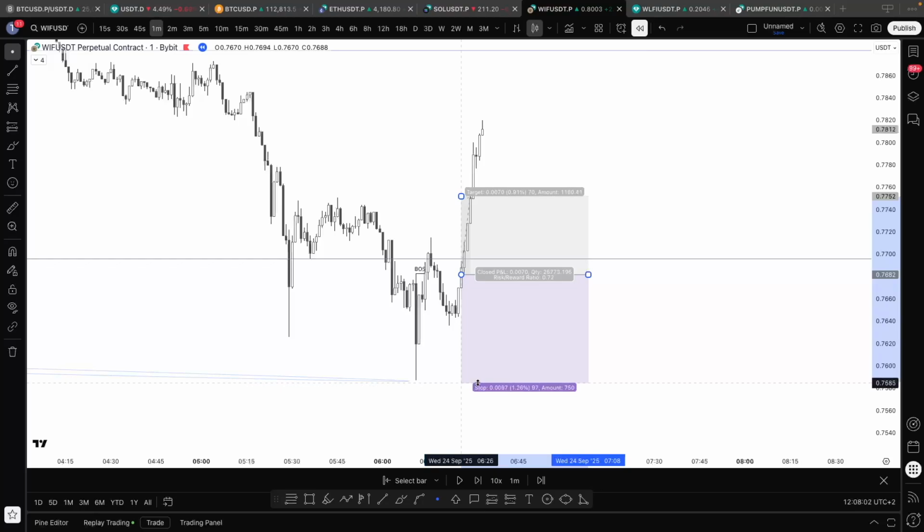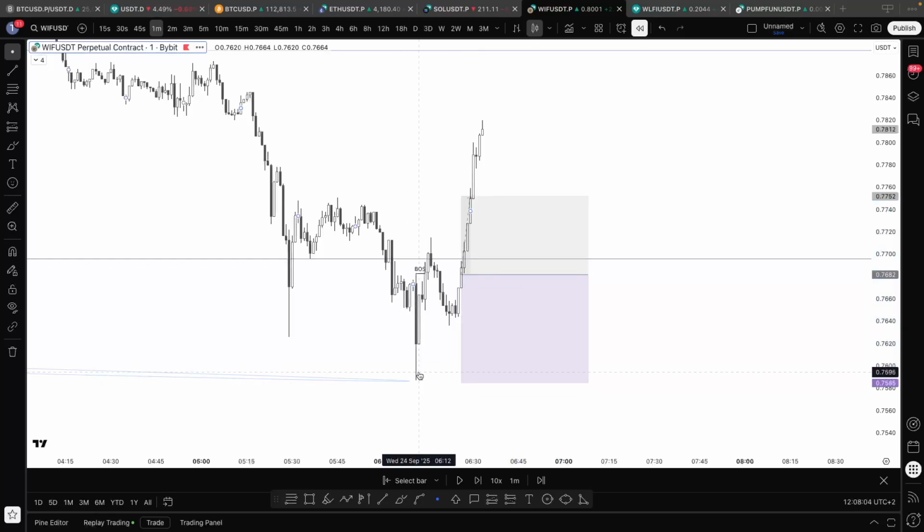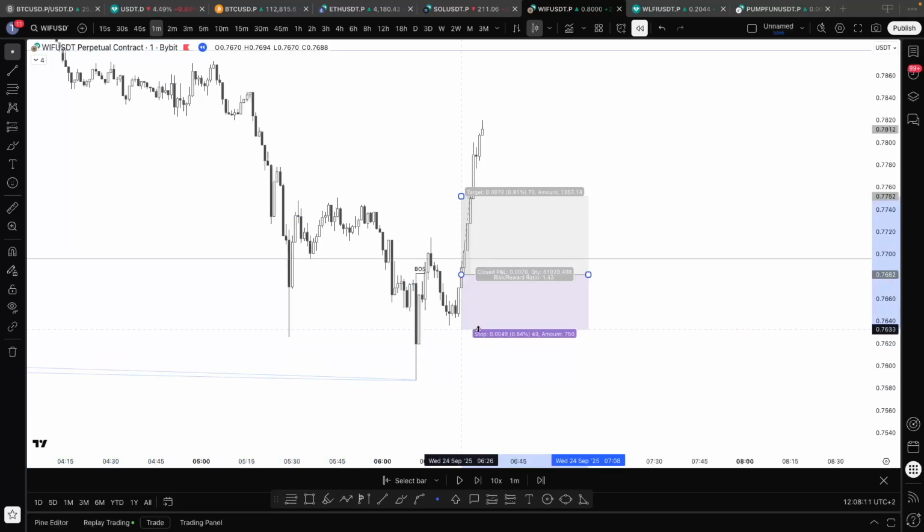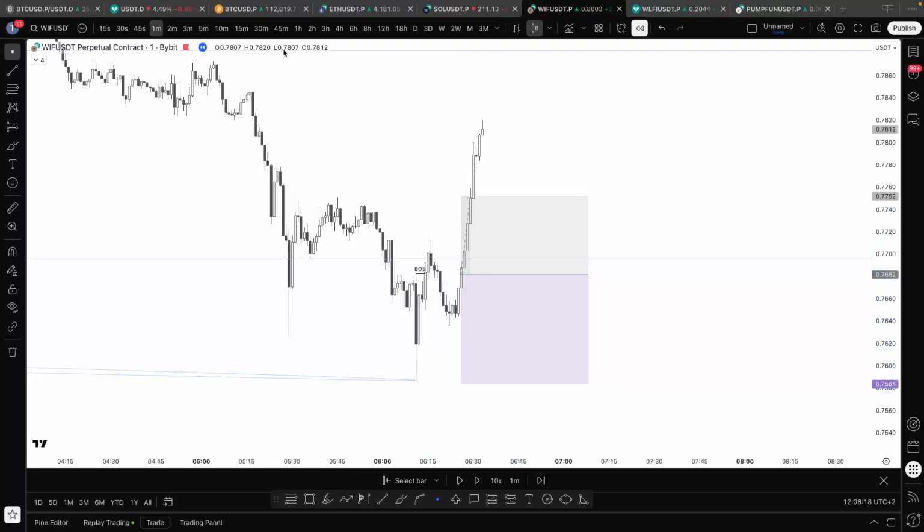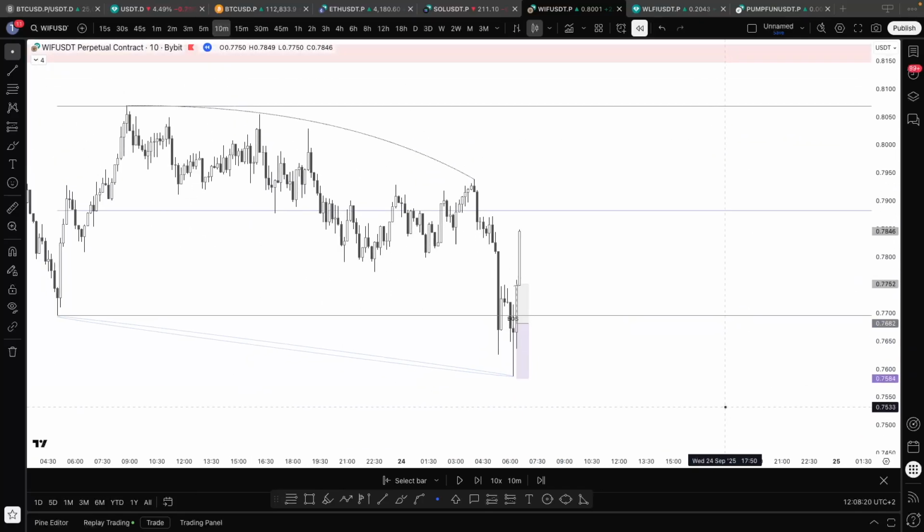Stop goes below the market maker low, so the third tap. You preferably want to have it below market maker levels. Could you have placed it here? Yes. Am I that degen? No. Do I need it that big of an R? No. So I put it right there, and I target the range high.